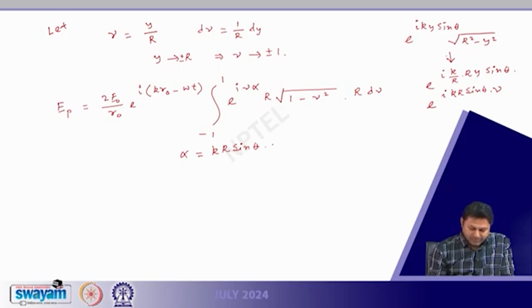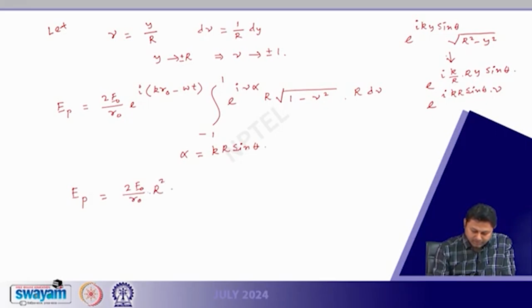So, I can take this r outside and another r is there. So, my EP is essentially 2 of E naught divided by r naught multiplied by r square, then e to the power of i(k r naught minus omega t).